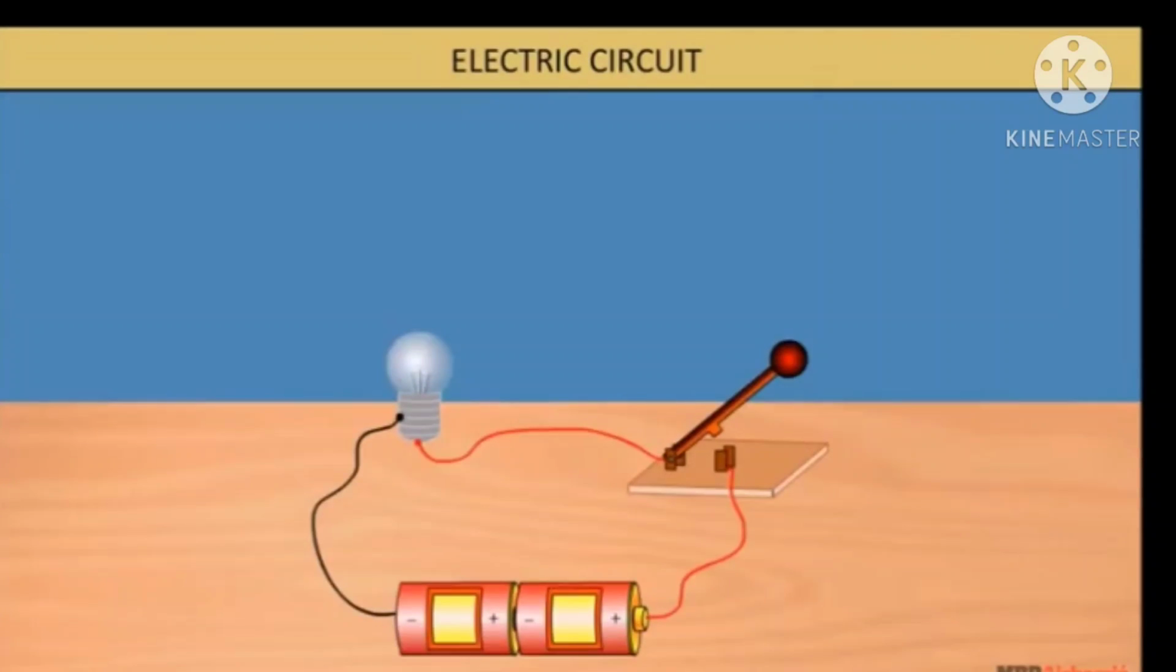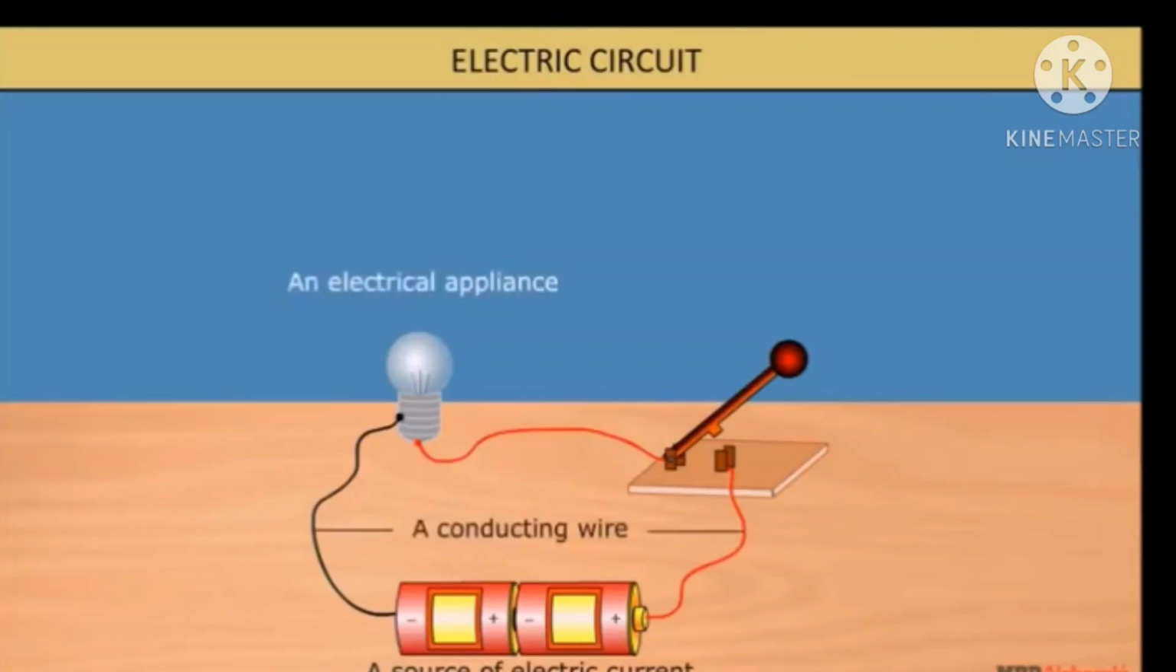Children, the closed conducting path in which the electric current flows is an electric circuit. Children, an electric circuit constitutes of a source of electric current, that is a cell, a conducting wire, an electrical appliance which is bulb here, a switch or key.